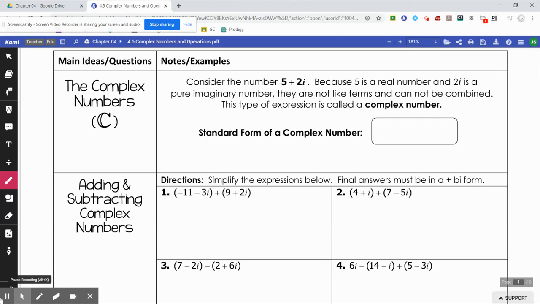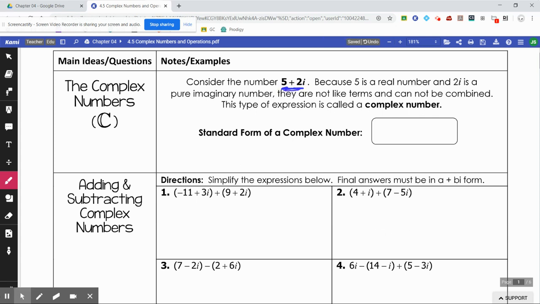Okay, in this video, we're going to be talking about complex numbers. Now, consider the number 5 plus 2i, because 5 is a real number and 2i is a pure imaginary number. They are not like terms and cannot be combined. So this type of number is called a complex number.